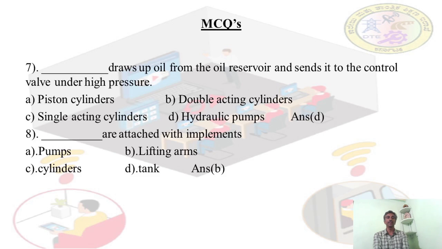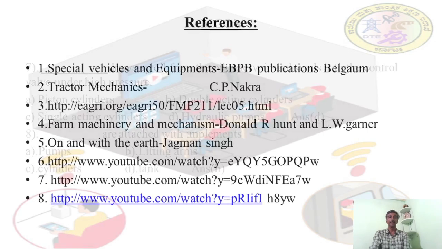The next one, the eighth one: dash are attached to the implements. See, in the lifting arm itself, we told that the pumps are not attached to the implements. Cylinders are also not attached to the implements. Tank is also not attached to the implements. These are all the basic components. But lifting arms are attached to the implements to lift the oil. That is the answer, D.